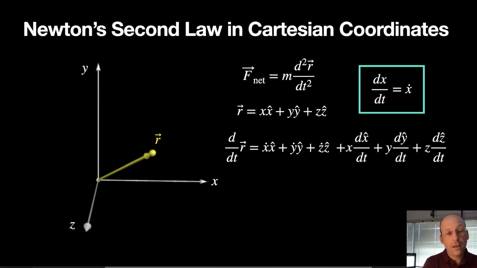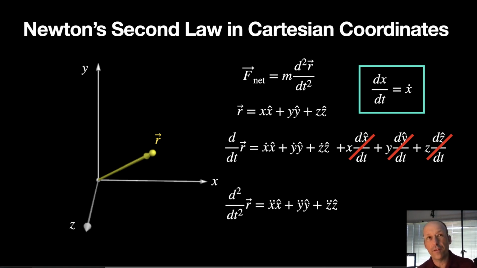But in Cartesian coordinates, the unit vectors x hat, y hat, z hat do not change. No matter where you're at, they're always in the same direction. So these don't change with time, so they're zero. I'm doing that explicitly because it's not always going to be the same in the future. Then if we take the derivative again, the same thing happens, and I get the second derivative of r: x double dot x hat plus y double dot y hat plus z double dot z hat, and everyone's happy. It's cool.